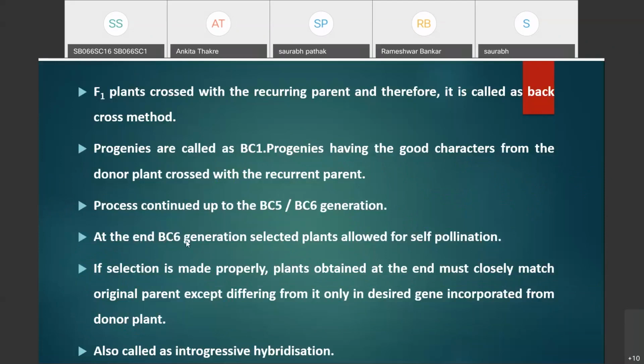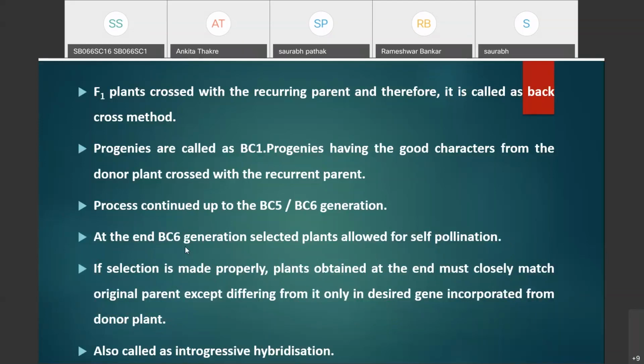And at the end of the sixth generation, what happens? The selected plants are allowed to self-pollinate, to make the population homozygous in the combined characters.